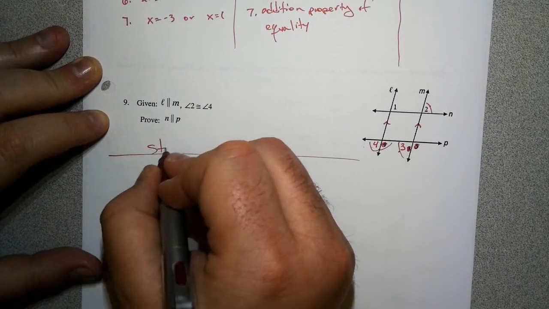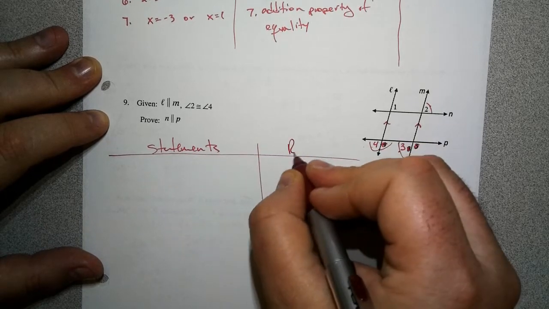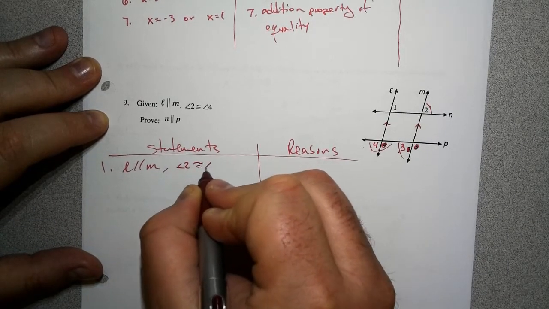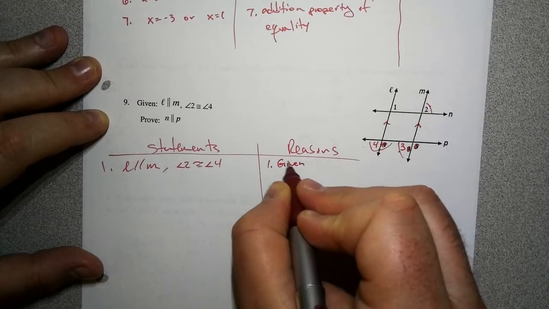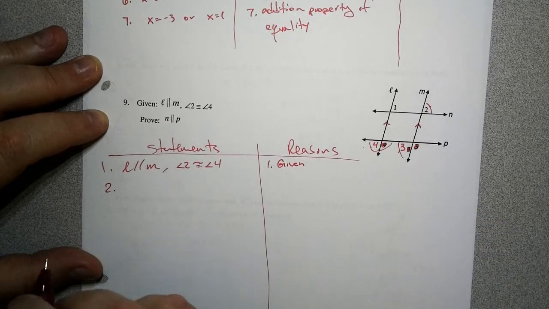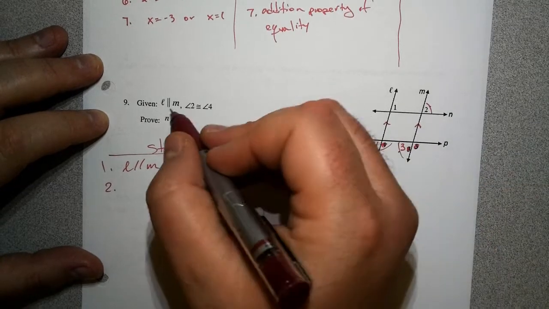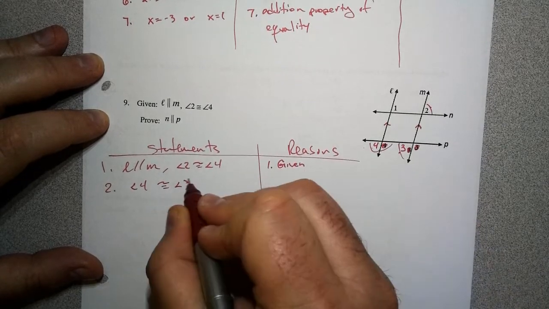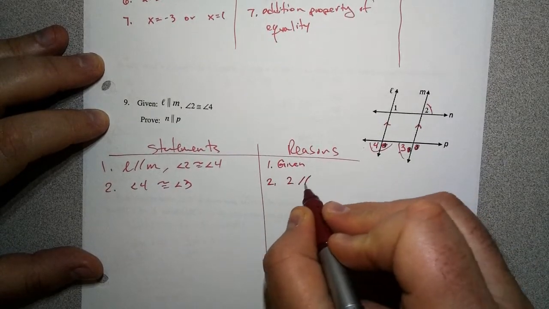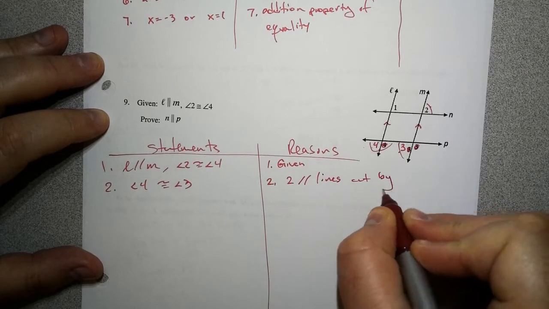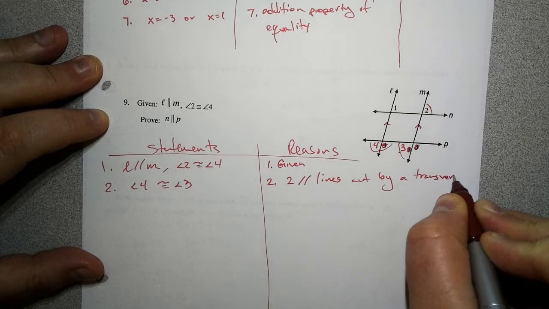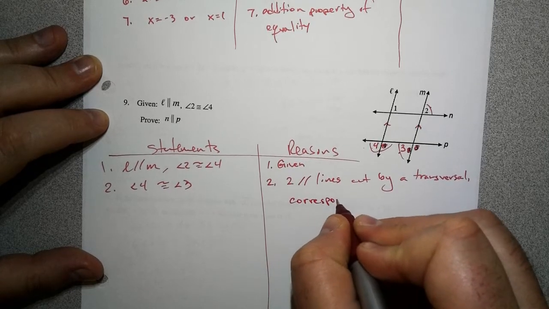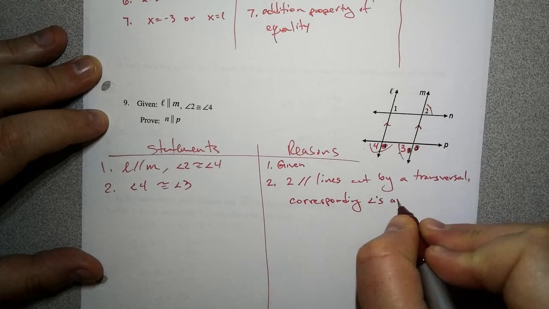Okay? So same thing as normal. Throw down statements and reasons. We do L parallel to M, and angle 2 is congruent to angle 4, and that's just given. Okay, 2. Now we're going to use the fact that these lines are parallel, so that's our key word. So we're going to look at the parallel part to get angle 4 congruent to angle 3. Remember, any parallel reason we're throwing down starts with the 2 parallel lines cut by a transversal. Okay, we fill in the vocab word. 4 and 3 are corresponding, so corresponding angles are equal.